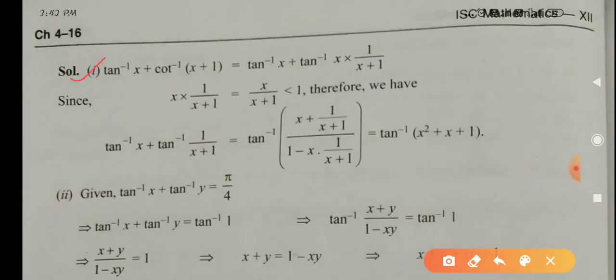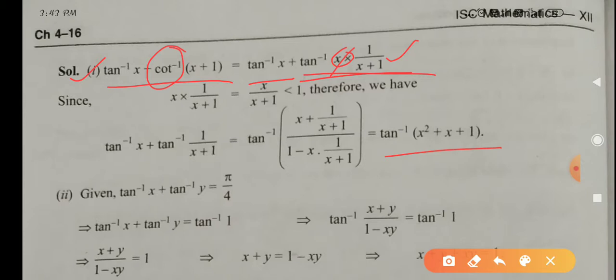In the first part it was given tan inverse x plus cot inverse x plus 1, and you had to prove this equals tan inverse of (x square plus x plus 1). First of all, by using the conversion formula, property number 5 that I told you in the last video, you can convert this cot inverse into tan inverse. Here they are writing it wrong; it will be tan inverse 1 upon x plus 1, since cot inverse x equals tan inverse 1 upon x. So it will be tan inverse x plus tan inverse 1 upon x plus 1.